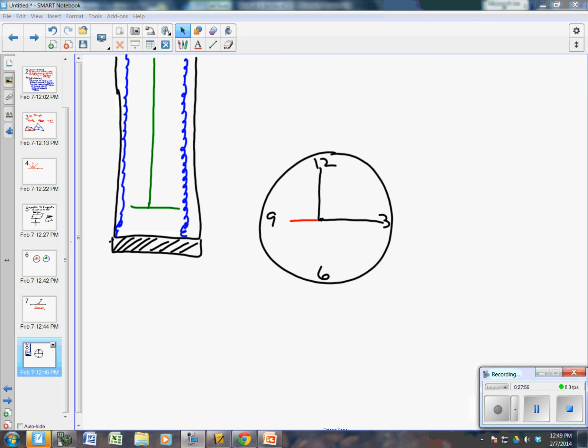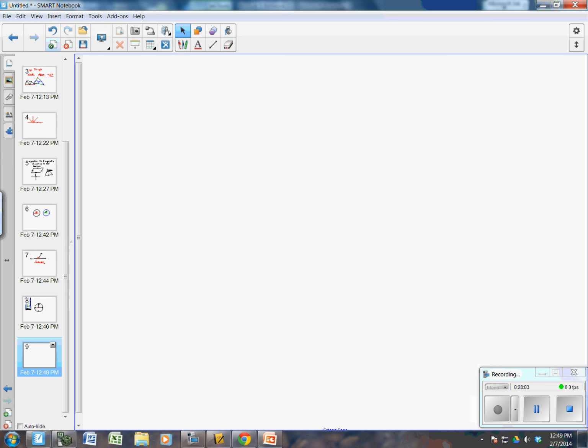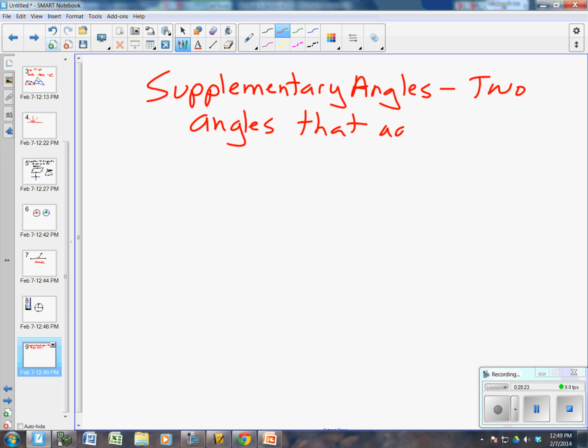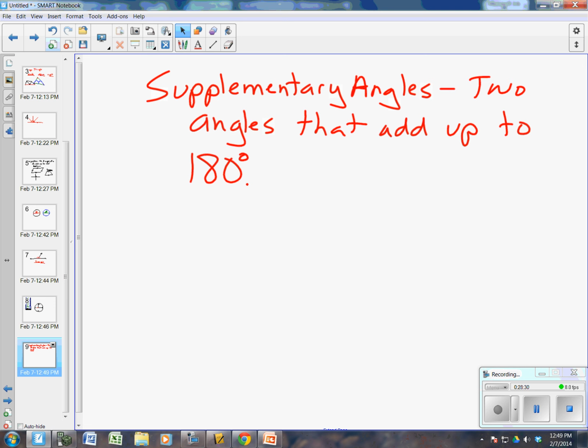All right. Turn it over, you guys. I want to talk about supplementary angles really quickly. How many of you guys know what supplementary angles are? You learned this last year. Okay. Brandon said it right there. Supplementary angles are 2 angles that add up to how much? 180 degrees.